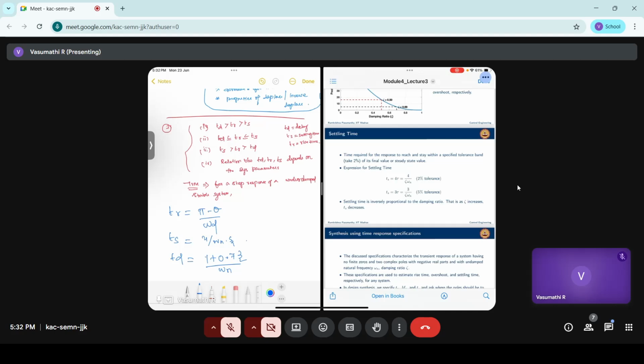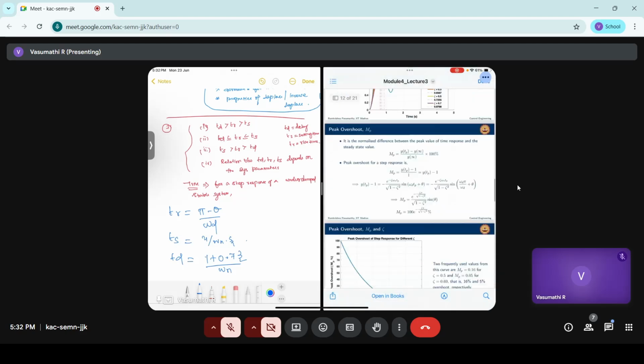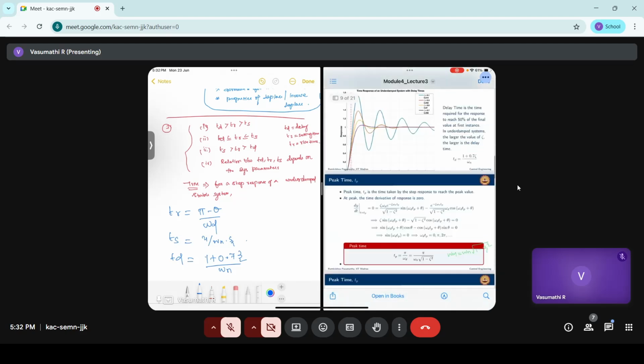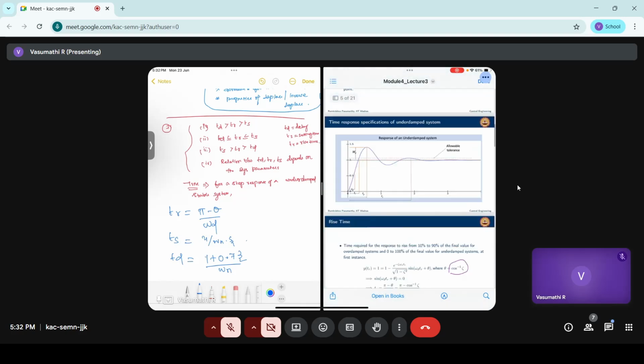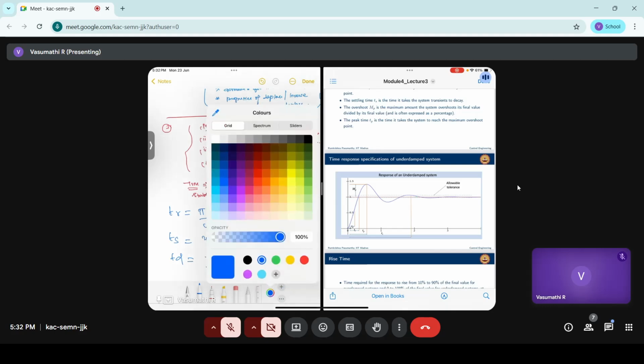Which could be the correct answer? Anyone volunteer? You can be wrong, no problem. Just try. Option 3. Option 3 you are choosing. Right. Why are you choosing option 3?